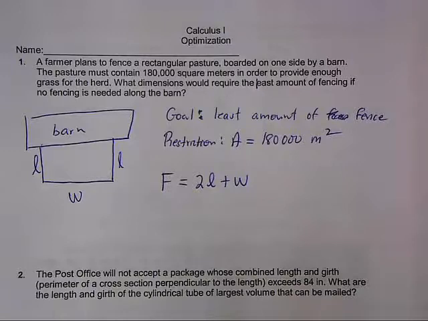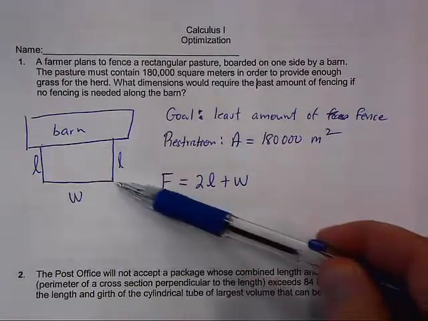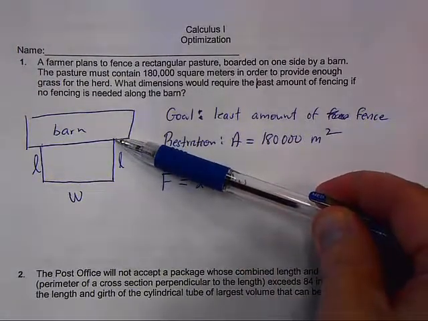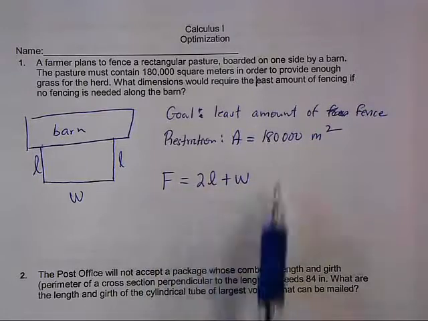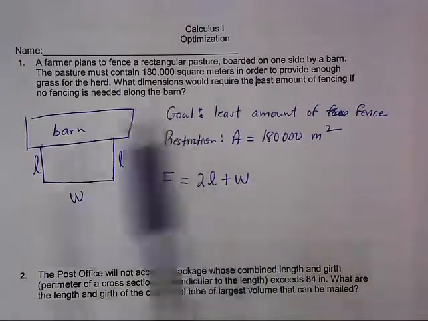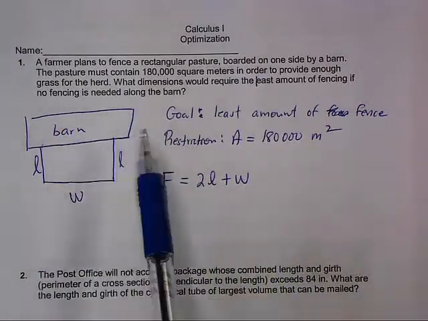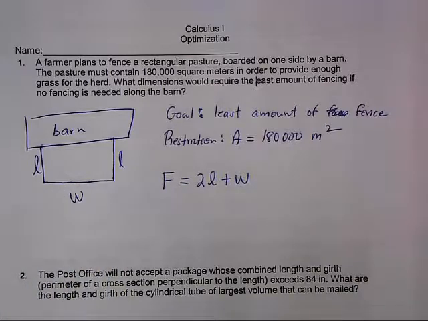Our fencing is really the perimeter, except it's not truly perimeter in this case because we only need to build 3 sides. So the amount of fencing is almost the perimeter, except we only have to build 3 sides. If the barn wasn't there and we had to build all 4 sides, then our amount of fencing would simply be perimeter.